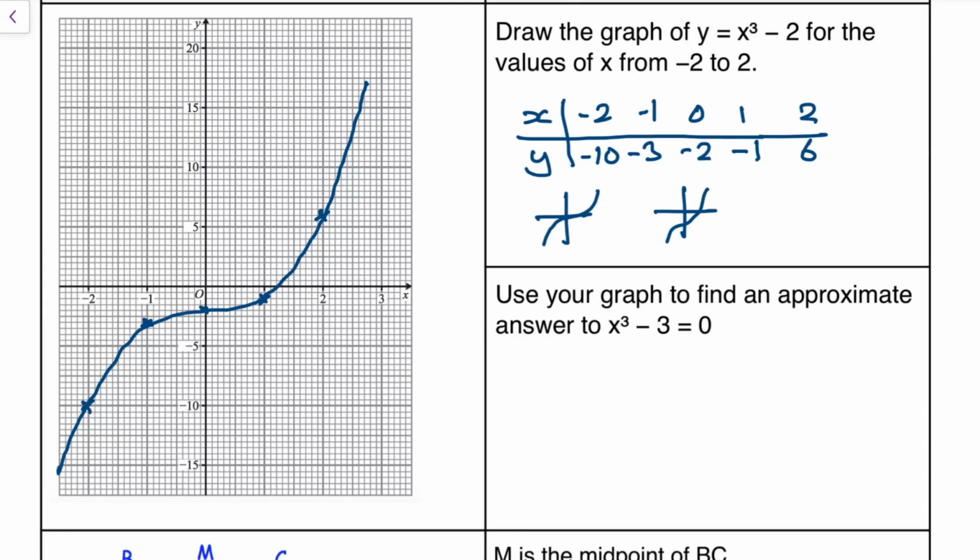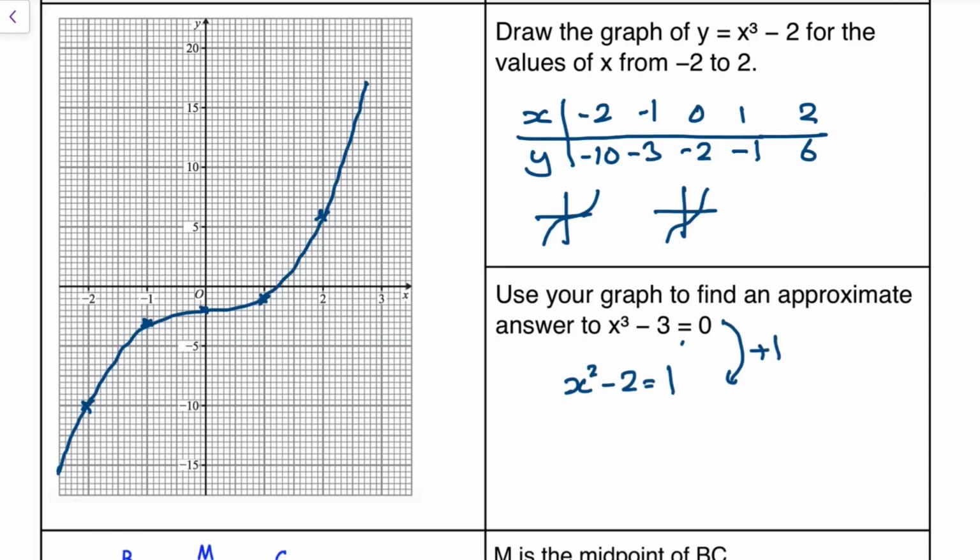Next question, use your graph. Okay, so use your graph to find an approximate answer to x cubed minus 3 is equal to 0. Now, how do I do this? Well, what I do is I use my graph, and my graph is x cubed minus 2. So how do I get from here to here? Well, what I'm going to do is I'm going to add 1 to both sides. So if I add 1 to both sides, that gives me x cubed minus 2 is equal to 1.